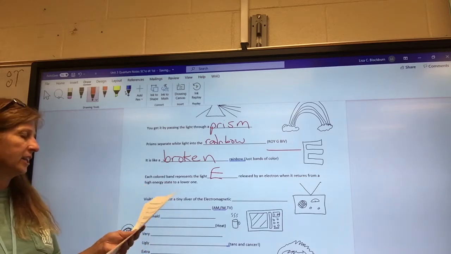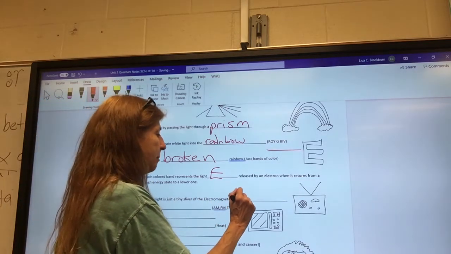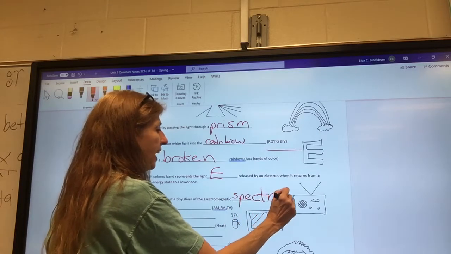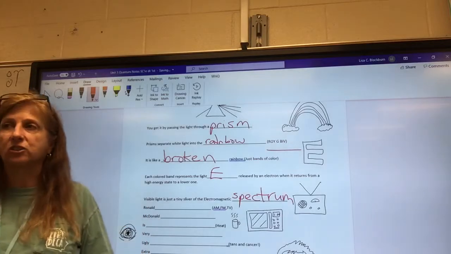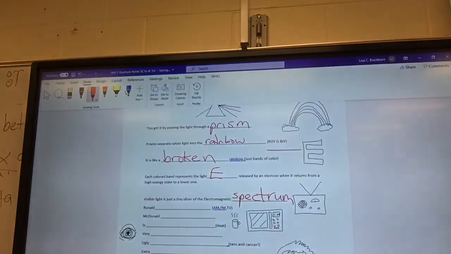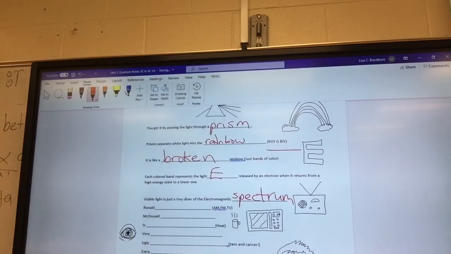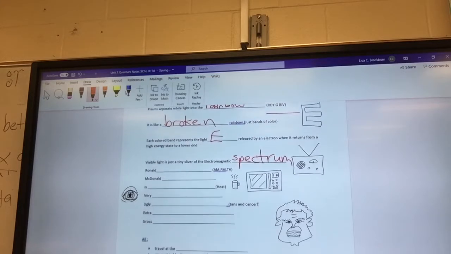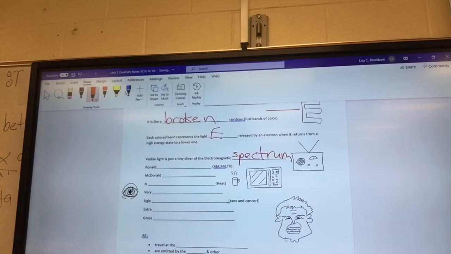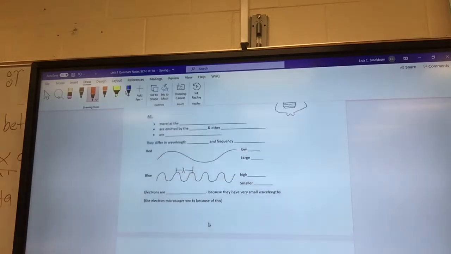So, visible light is just one tiny sliver of the electromagnetic spectrum. It's all light. And the spectrum we learned, Ronald McDonald, is very ugly, extra gross. We can say it as I'm scrolling up. What's Ronald? Radio. What's McDonald? Microwave. What's is? Infrared, which is heat. What's very? Visible. What's ugly? Ultraviolet. What's extra? X-rays. What's gross? Gamma rays, turning Bruce Banner into the Hulk. I watched that What If last night. Interesting, the one about zombies.